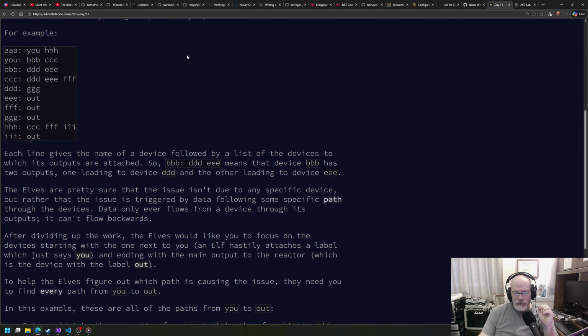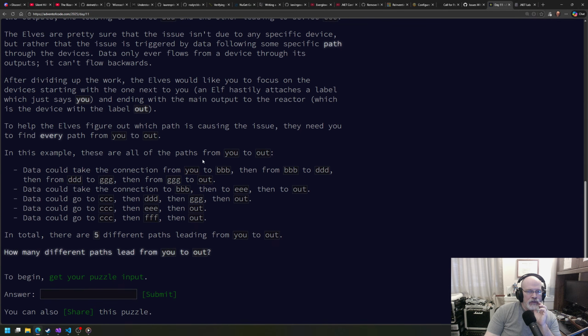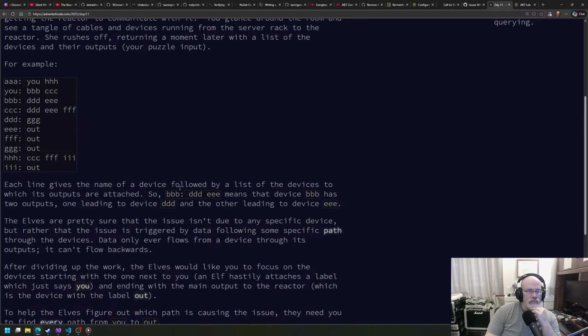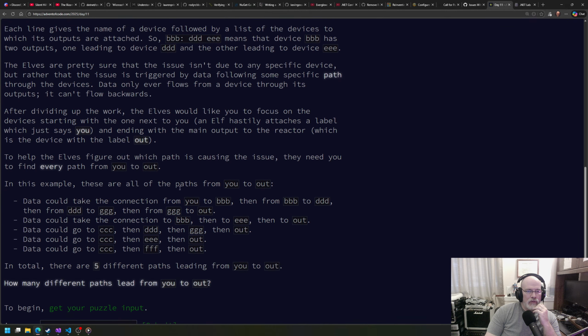What confuses me again is the way this problem is worded. Data could take the connection to B, then to E, then to out. The way that this is worded, if there's one thing, and it's just a personal gripe, the way that the problems are worded in Advent of Code sometimes are not done really well, and they're not shown really well. Having a picture here would do wonders to explaining what you're getting at, right?